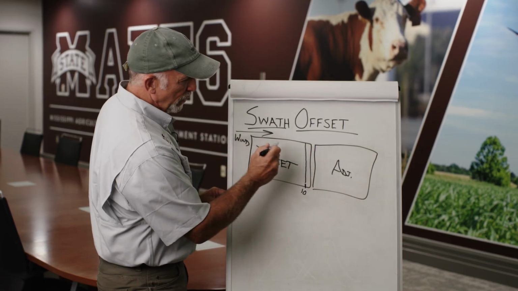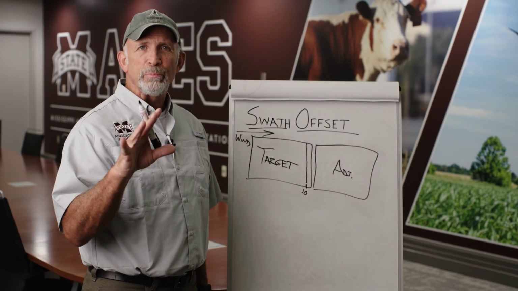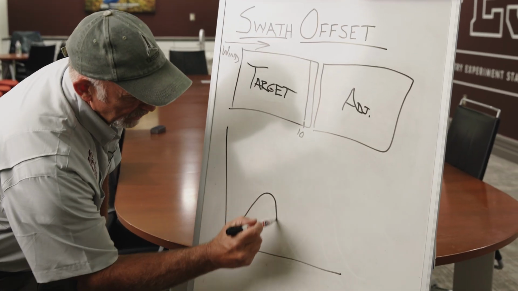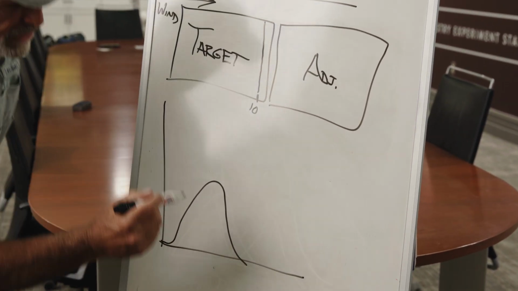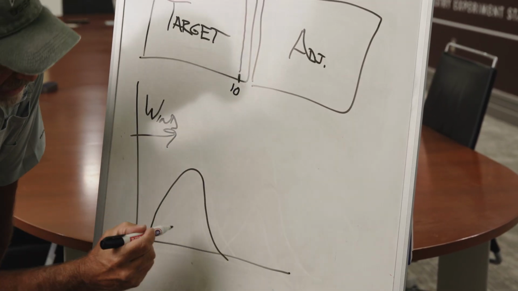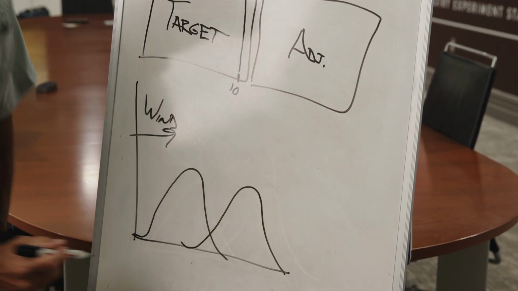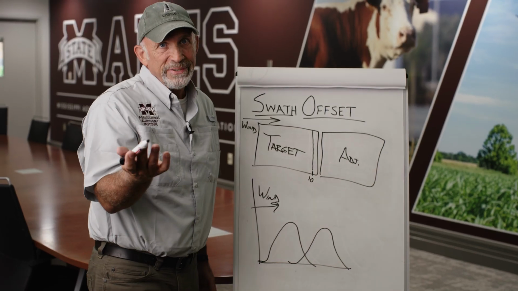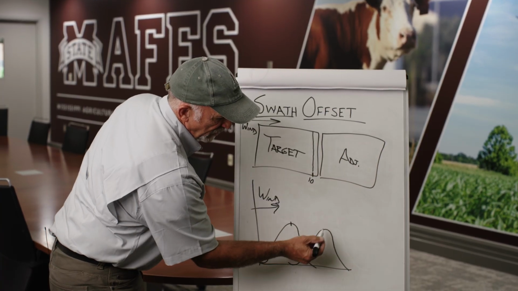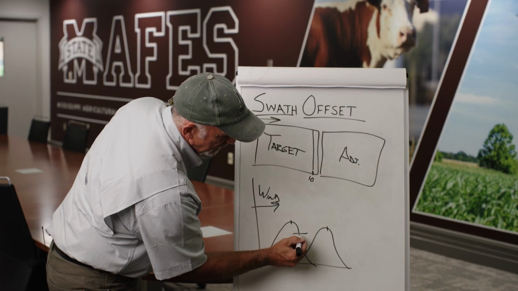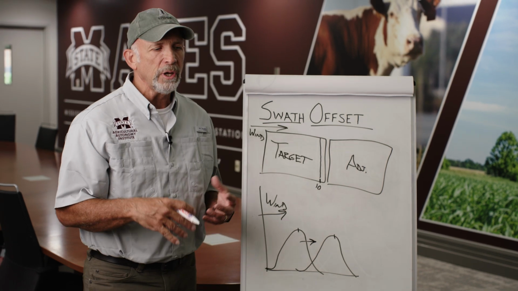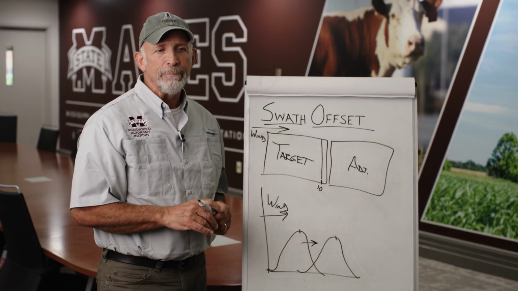But what happens with a wind like this is something called spray displacement, and it looks like this. If we have a graph of our pattern, typically without the wind it'd be something like this, but when we have a wind from this direction here, it displaces our pattern to like that. And so now we have a good bit of our material possibly going into our adjacent field, right? So this would be kind of the center of the pattern without wind, and then with wind, it moves it over a certain amount.